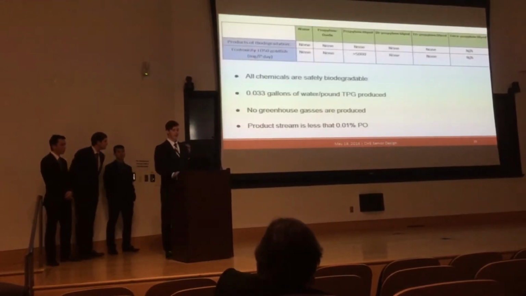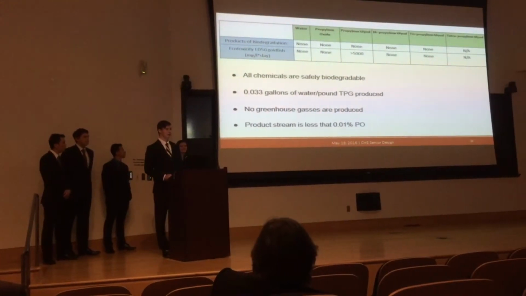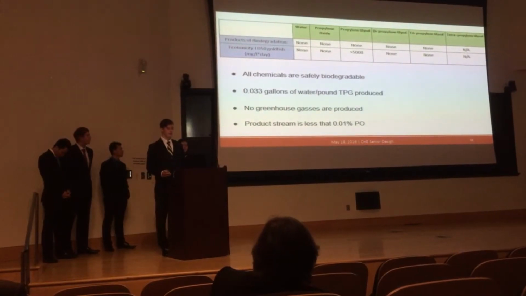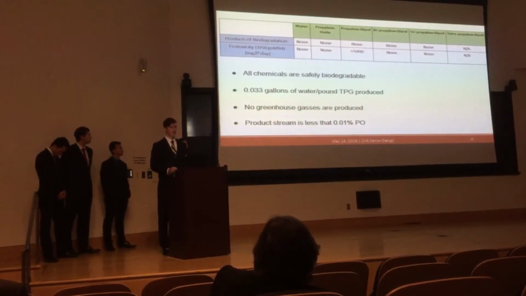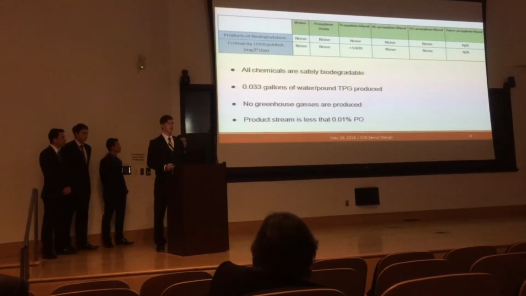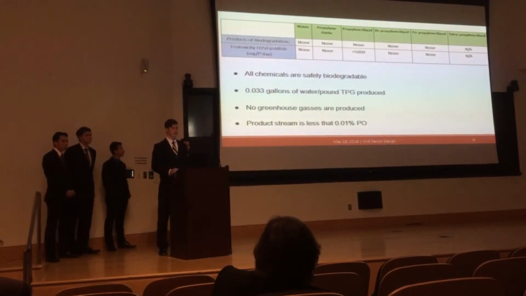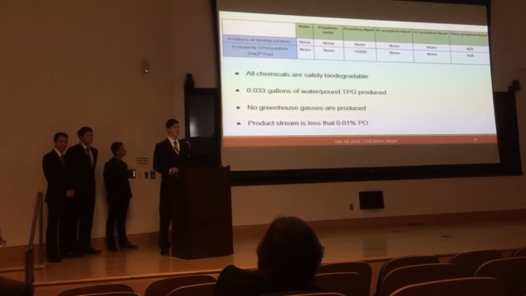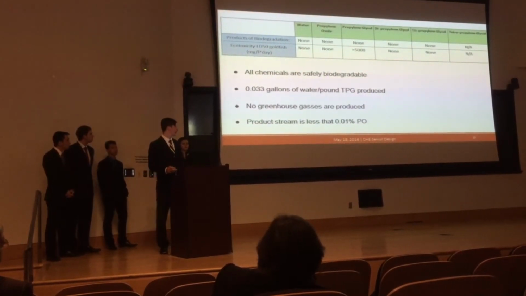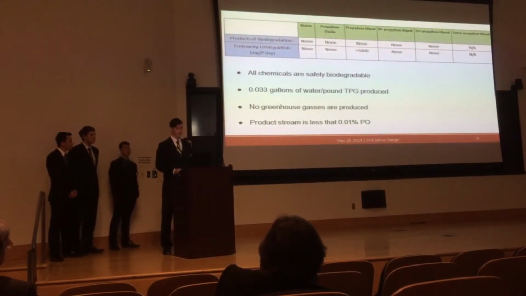So all chemicals in our plant are safely biodegradable. No products of biodegradation exist in any of our raw materials or products produced throughout the process. Additionally, all toxicity tests resulted in negative results with the exception of propylene glycol, which has an LD50 value of 5,000. Because this number is very high and propylene glycol is rarely found in its purest form anywhere in the plant, no precautions needed to be taken for this.